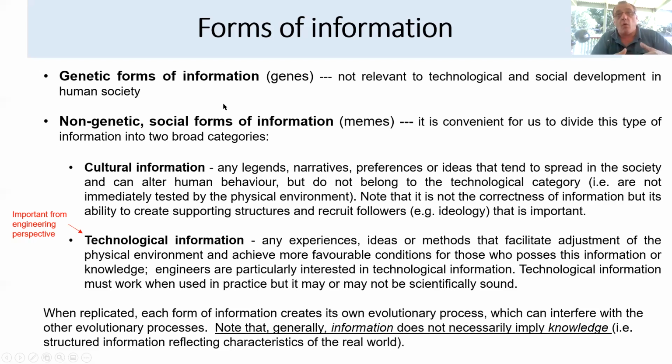Among all possible forms of non-genetic information, we divide these forms into two broad categories. One is cultural information, which cannot change the surrounding world. And another one is technological information, which can be used to change the world around us and effectively improve our lives.